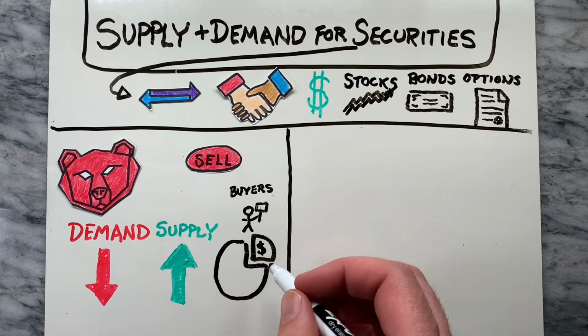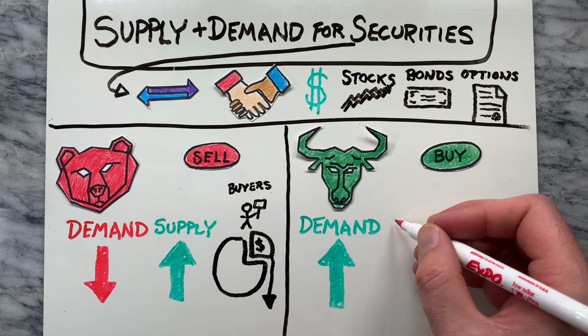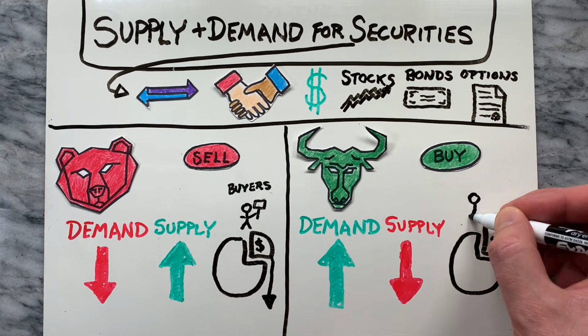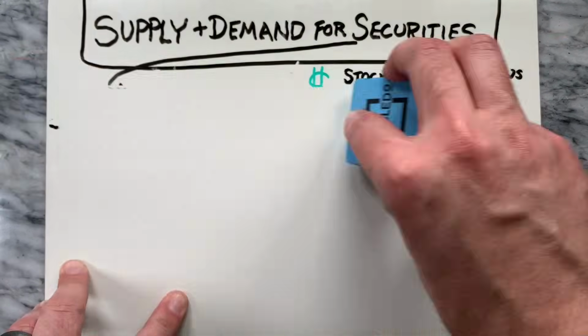In a bull market, the opposite is true. There is strong demand and weak supply for securities. In other words, many investors wish to buy securities, but few are willing to sell them. As a result, share prices will rise as investors compete to obtain available equity.